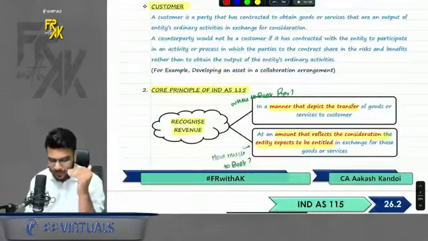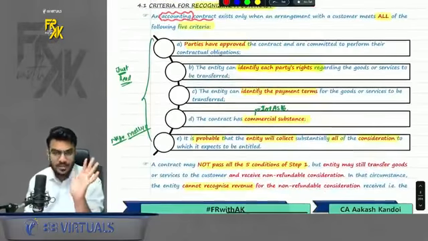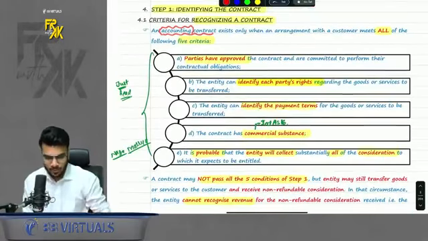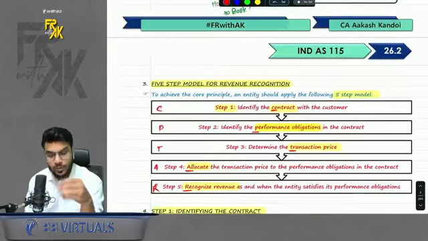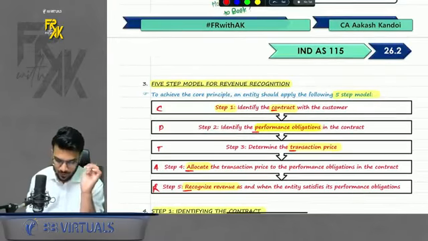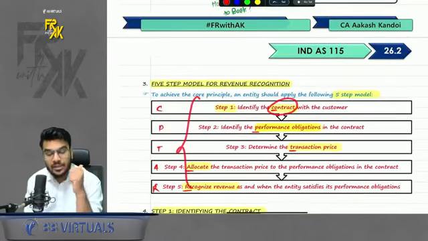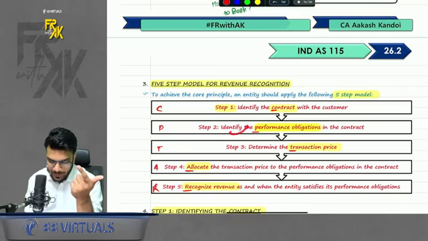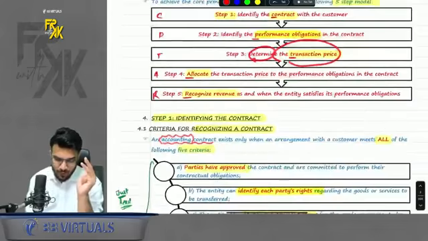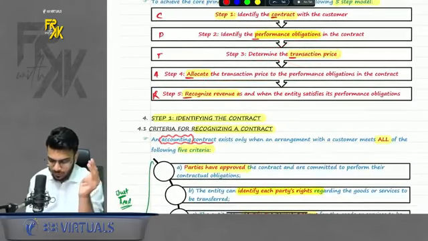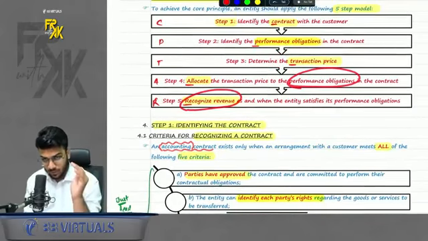Now to prove this fundamental, Ind AS 115 gives us a 5-step model. What is the meaning of the 5-step model? It says that whenever you book a revenue, you should follow these 5 steps. Step number 1, identify the contract with the customer. Second, identify the performance obligations. Third, determine the transaction price. Fourth, allocate the transaction price to performance obligations. And fifth, recognize revenue.